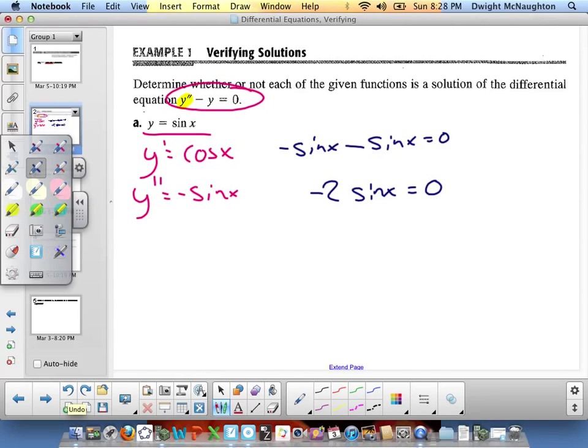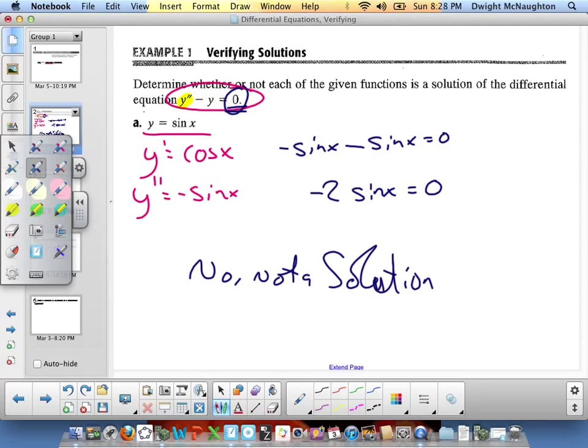And we can see that this is not a solution because it does not work out as an identity. So in this case, when it asks to determine whether or not the given function is a solution, because it did not work out, we say no, not a solution. All right, let's try that again with another problem.